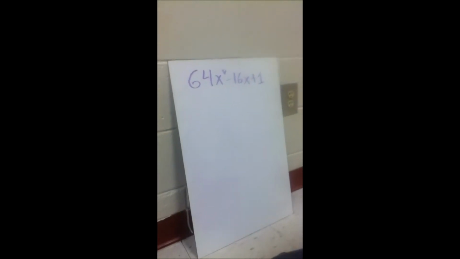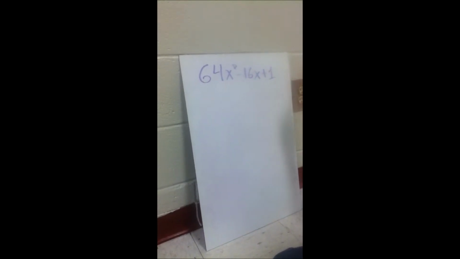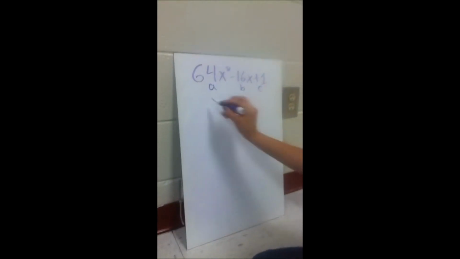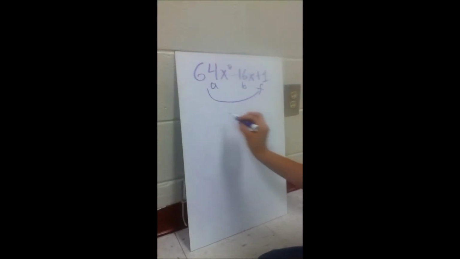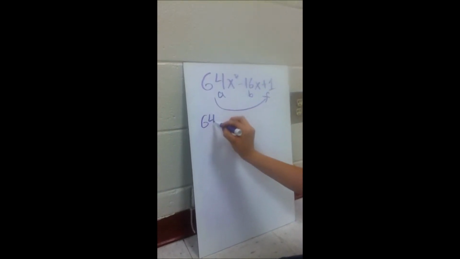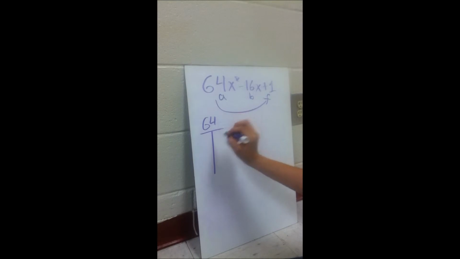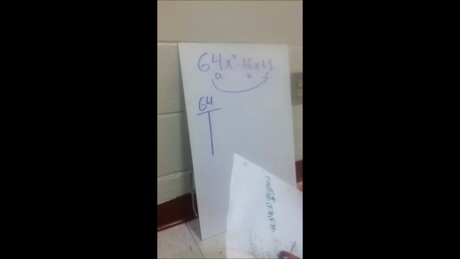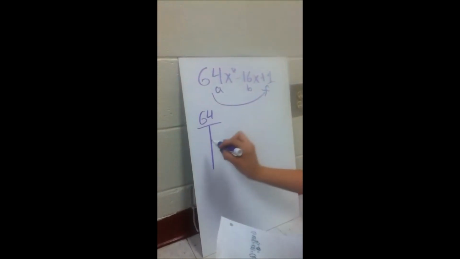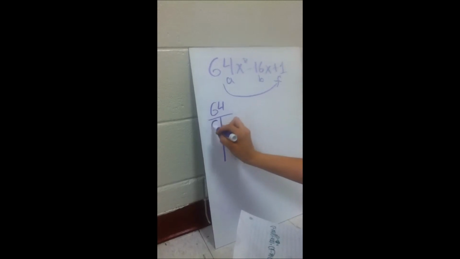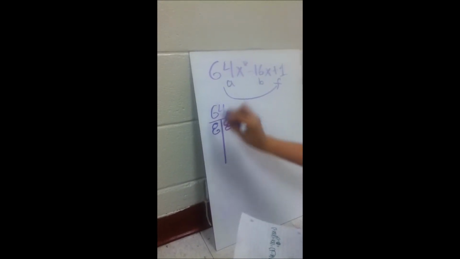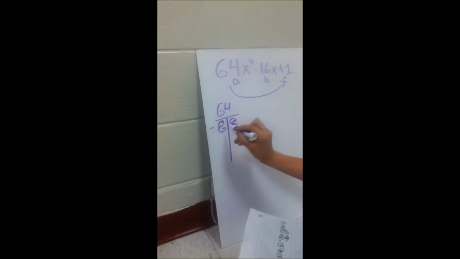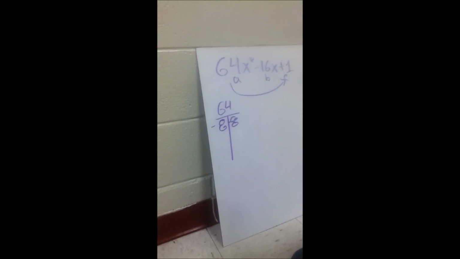Alright, well, this is our equation, 64x squared minus 16x plus 1. And you have to label your A, B, and C. And then you have to multiply your A times your C, which equals 64. And you have to find the factors that multiply to 64 and add up to negative 16. So right here you have 8 and 8, which multiply to 64, but they also add up to negative 16. So make both of them negative, and there you have it.